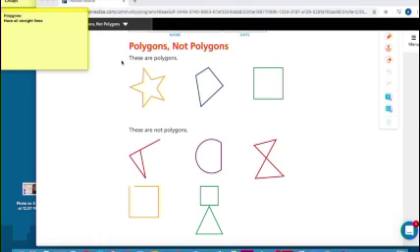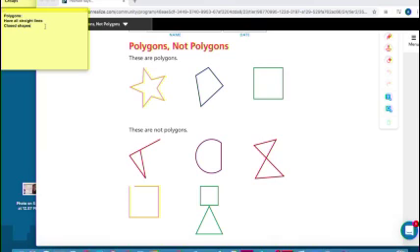Another thing that I notice about these three polygons that I don't see in all of these, right here we can see this shape has all straight lines, but it's open. This shape is not a polygon because it's open. Polygons need to be closed shapes. But these three are closed, so why are these three not polygons?